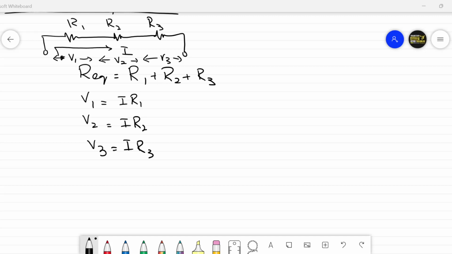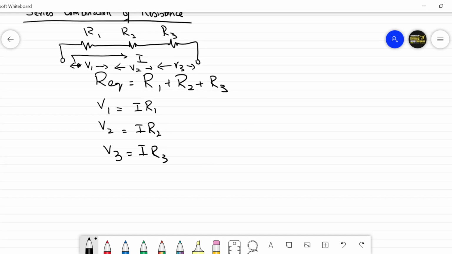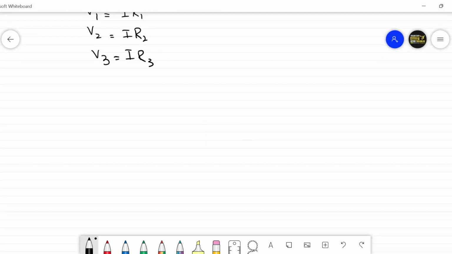This is continuing with the discussion. We are talking about resistance series combination. Simply addition of, you have to add all resistances. That will give you the equivalent resistance offered by a series combination of resistances. And the same current will be flowing through all the resistances, but the voltage will be divided across these resistances. There will be a voltage division.